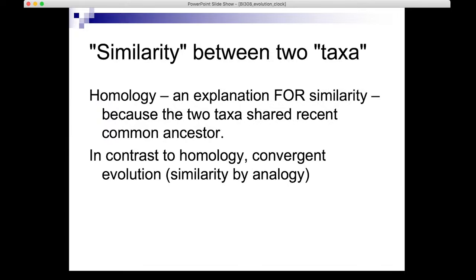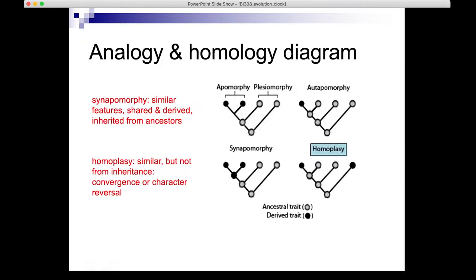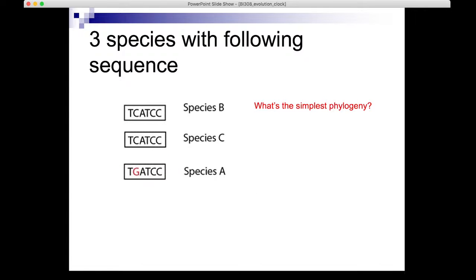So homology is not just similar, it means similar because of shared ancestry. So this is a diagram showing the difference between analogous, two unrelated forms converged on the same solution, versus homology, in the sense that they're similar because of shared derived ancestry. Okay. All right. So given some sequences, how can you build a phylogeny from it?